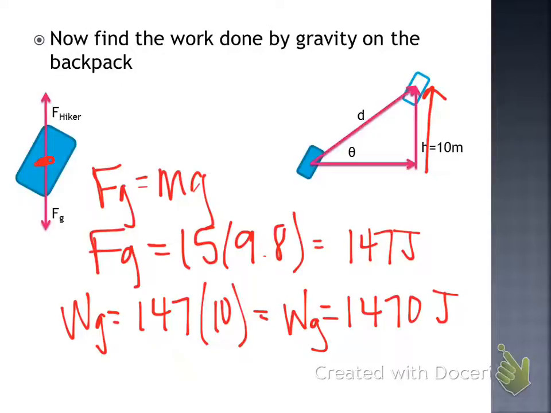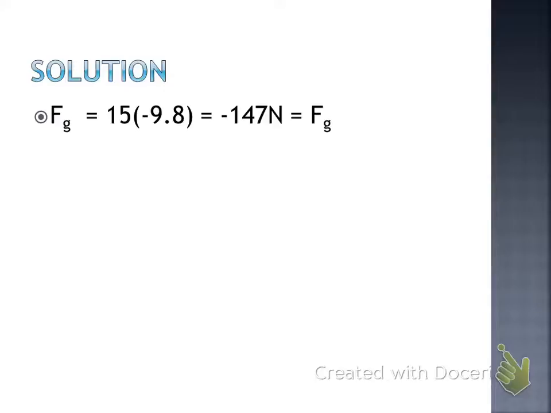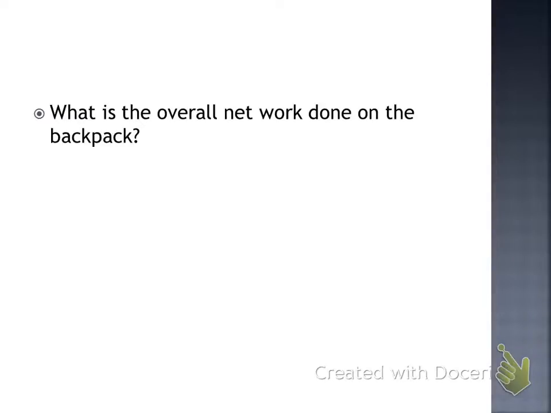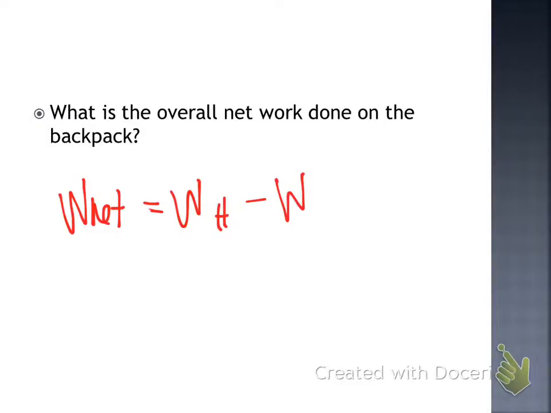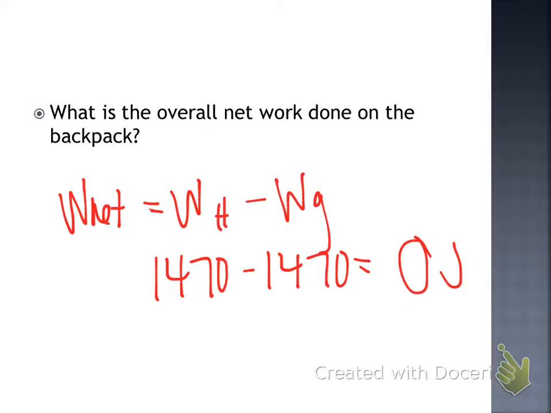Okay, so why does it make sense that those two are equal to each other? Does it make sense that they're equal to each other? Yeah, why does it? Because the backpack's connected to the guy. Yeah, and he's moving at what? Constant velocity. And what do we know about the net force of something moving at constant velocity? 0. Okay, so overall net work on our backpack means to find the net work, we take up minus down, right? Our work done by the hiker was going up. The work done by gravity was going in the downward direction. So I take 1470 minus 1470, and I get 0 joules.